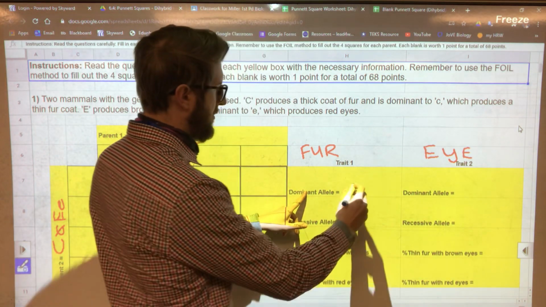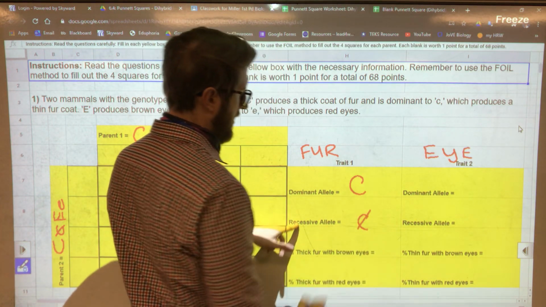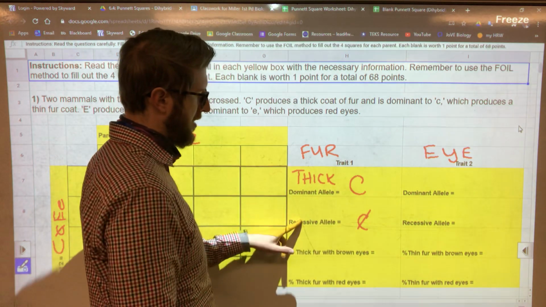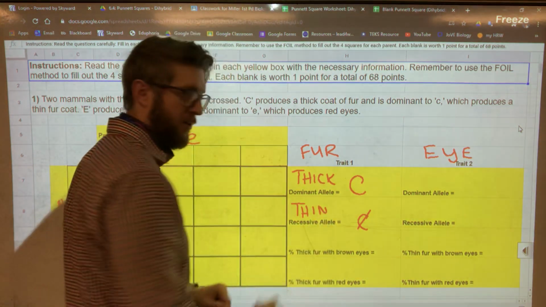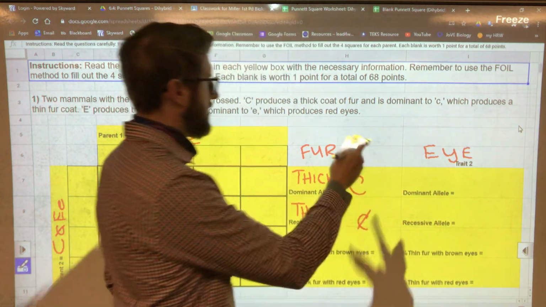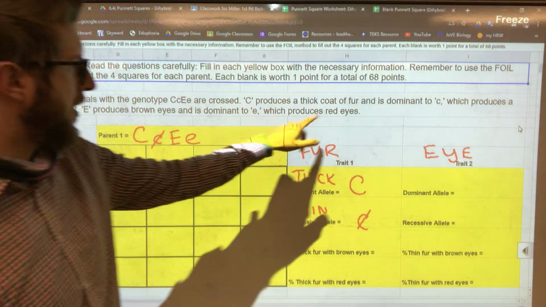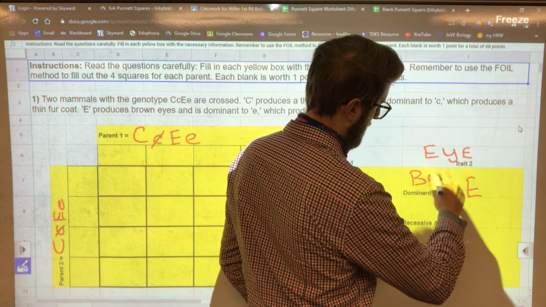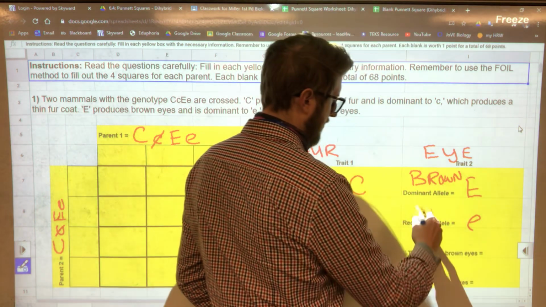In fur, the dominant allele was a capital C. The recessive is a lowercase c. The capital C means a thick coat of fur, and the lowercase c is recessive. That means a thin coat of fur. Eye color, the two alleles here, let's see what they are. Big E, brown eyes, and little e, red eyes. Okay, so the dominant is big E for brown, and the recessive is little e for red.